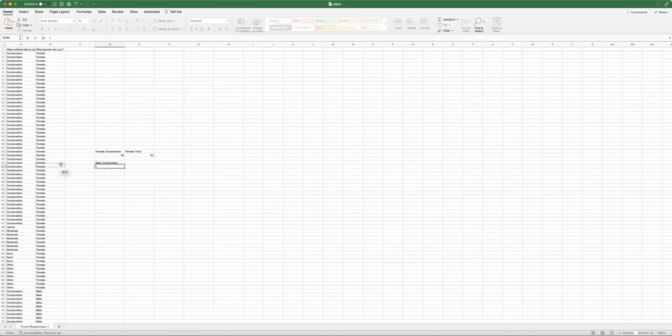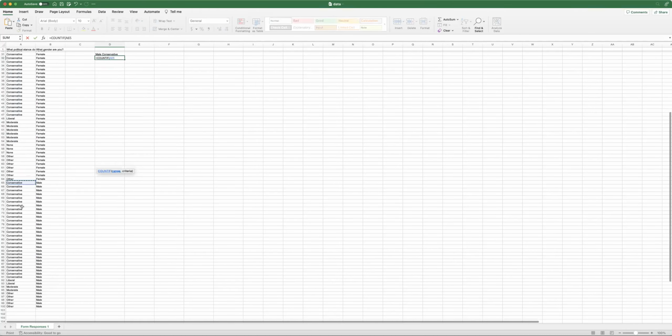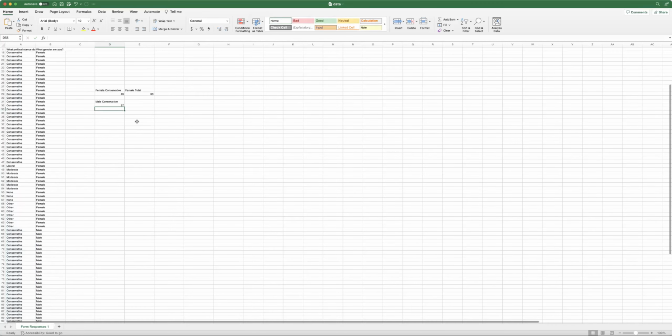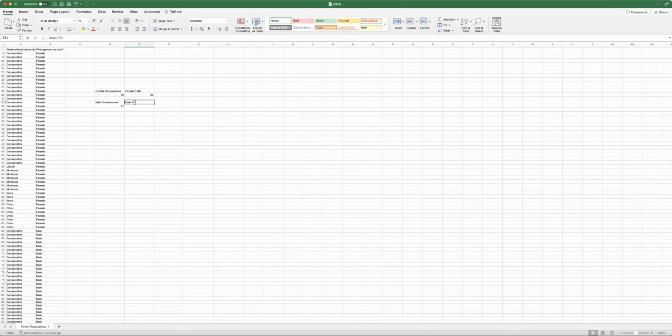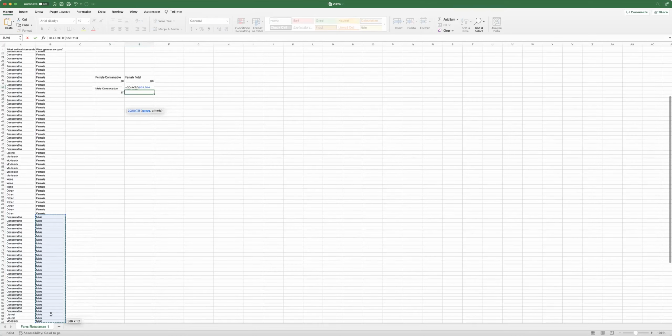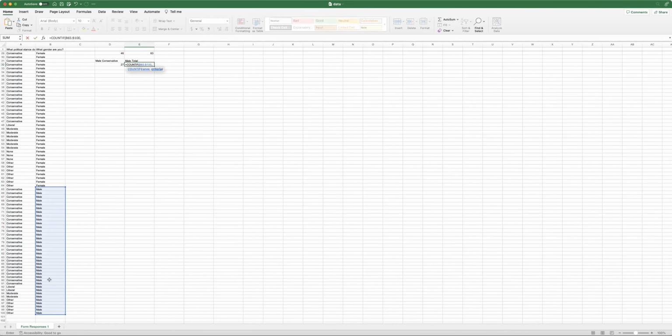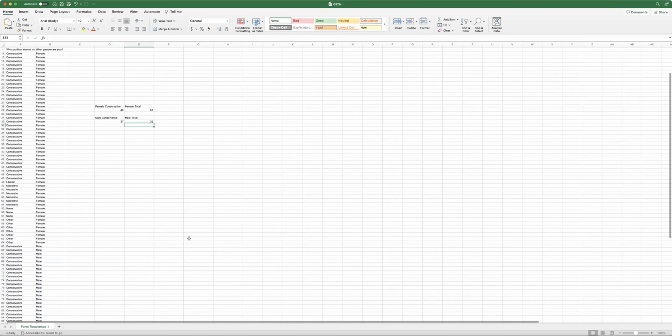And for males, we can also use the countif and figure out how many of the males identified as conservative and how many males were there total. Okay, so let's take this information and take it to SALT.